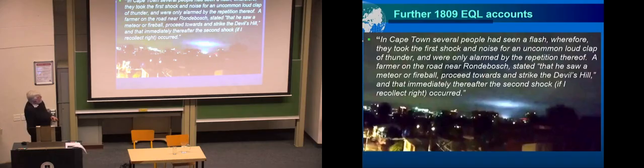He also quotes a farmer near Rondebosch. And again, he thought it was thunder and then saw the so-called meteor and saw it strike the Devil's Hill and then felt the second shock. So here we come into these two shocks, one after the other, with this kind of lightning effect between. And again, earthquake lights these days are known to be associated with magnitude 6 earthquakes and above generally.